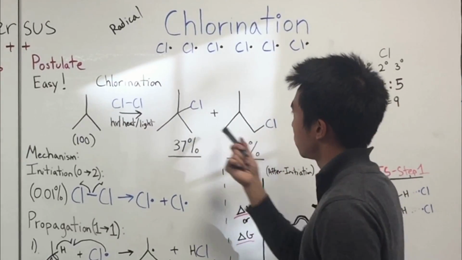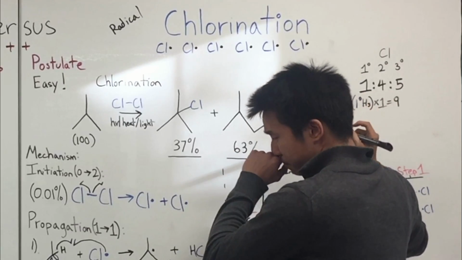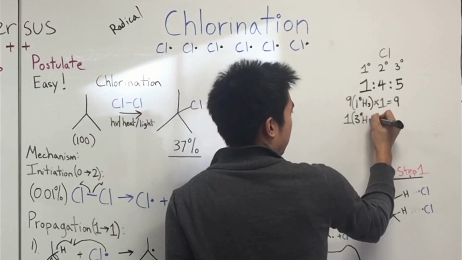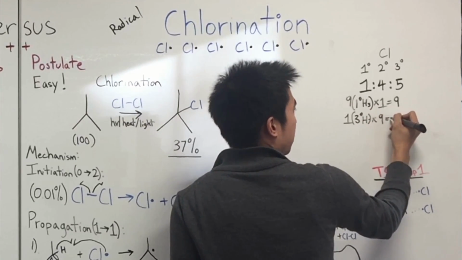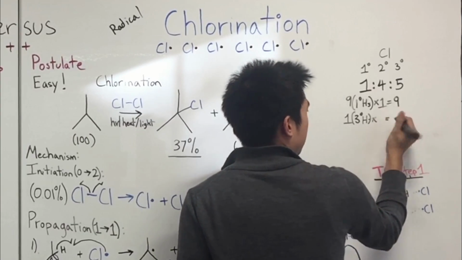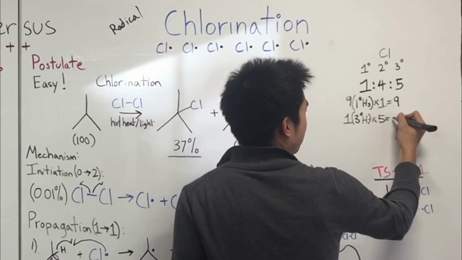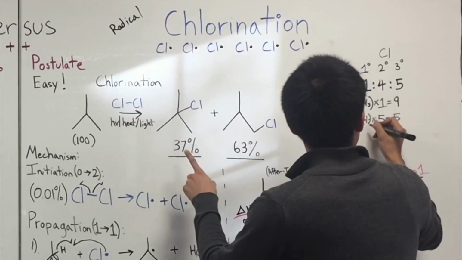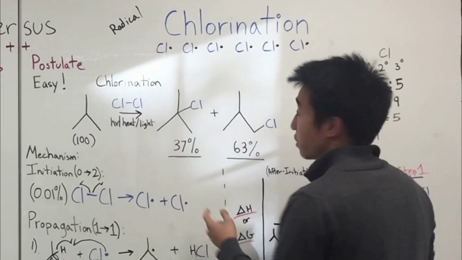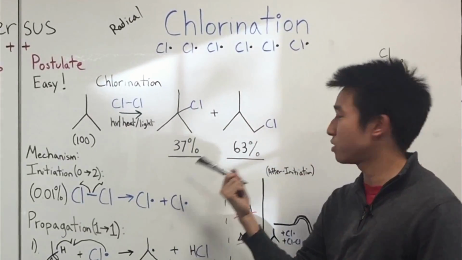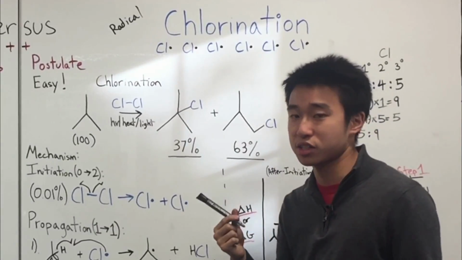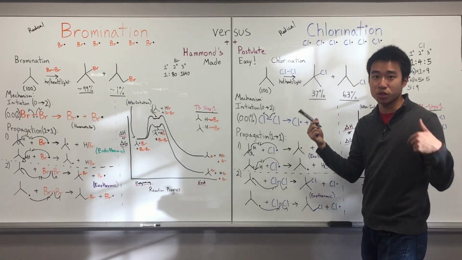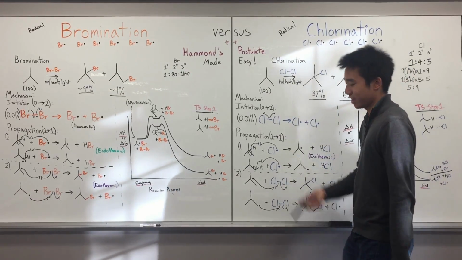Okay? Then let's do the tertiary spot, 5. Well, there's 1 tertiary hydrogen times 5 reactivity gives you 5. Okay? And then 5 is for the tertiary, so we have a 5 to 9 ratio. And that's pretty close to 37% to 63%. You can test it on your calculator, actually. You can add up 5 and 9 to give you 14, and then divide 5 by 14, and you'll get 37%. Okay, now let's do this one.